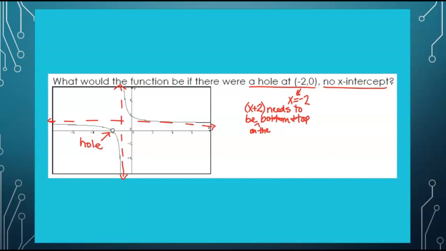So if it's the same function, but it just has a hole, that means that it should be the same equation, but it just needs the x plus 2 to be on the bottom and the top. Okay, let's add the x plus 2's and then let's see what happens with the x-intercept, because this is important. So f of x equals, what was the numerator before? X plus 2. And what was the denominator before? X plus 1. And what am I inserting also on the top and the bottom? X plus 2's.